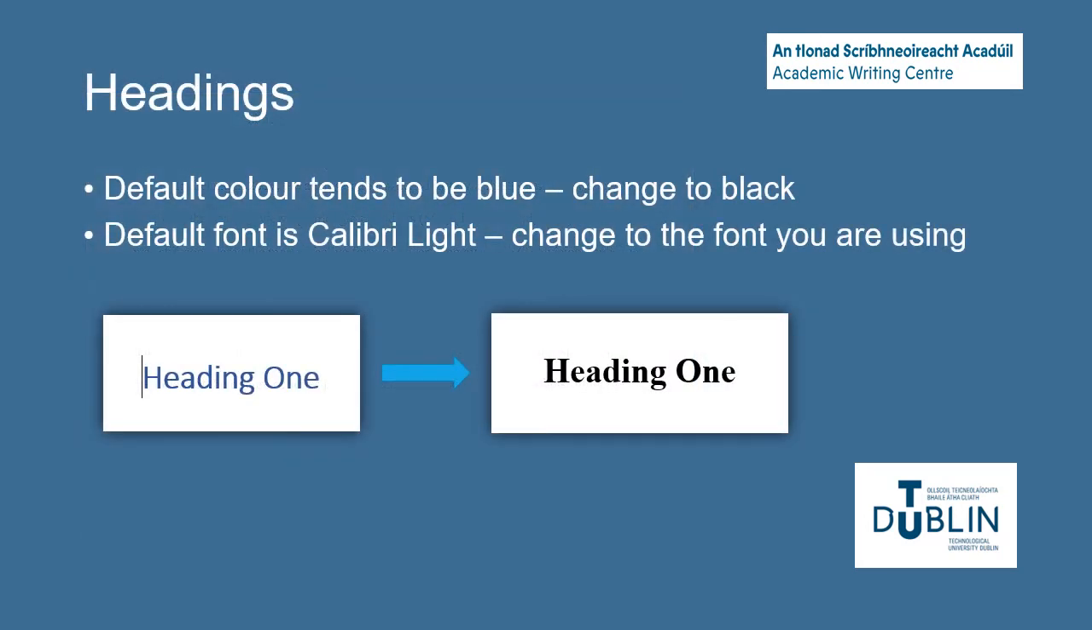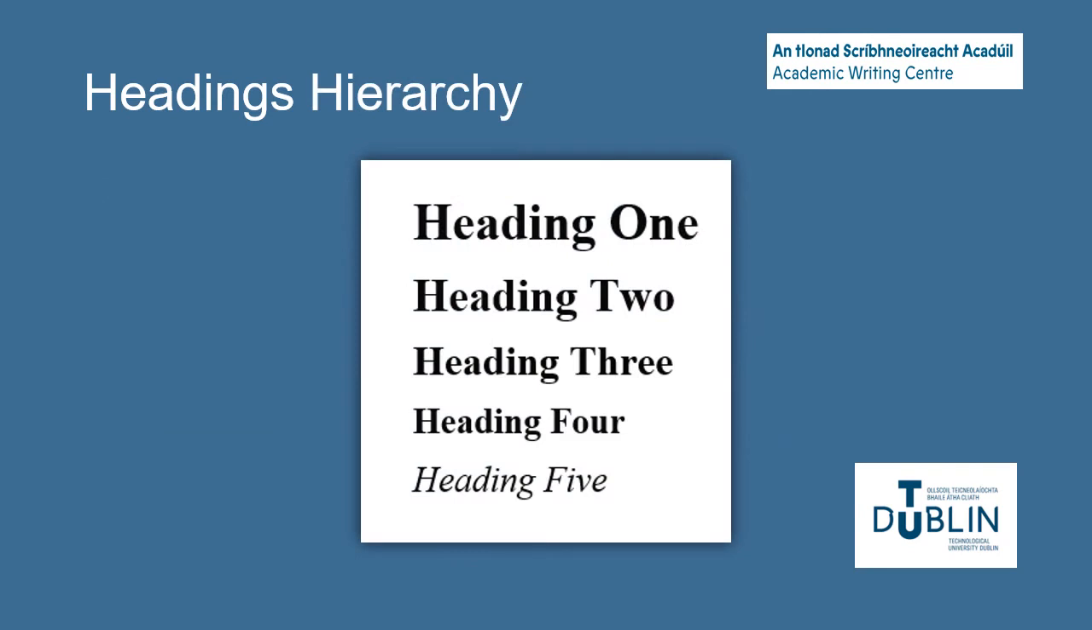Word tends to make headings blue by default. Change this to black. Again, use Times New Roman font. There is nothing wrong with manually formatting headings, but it is a good idea to use Word's built-in nested hierarchy. There are 3 main reasons for this.